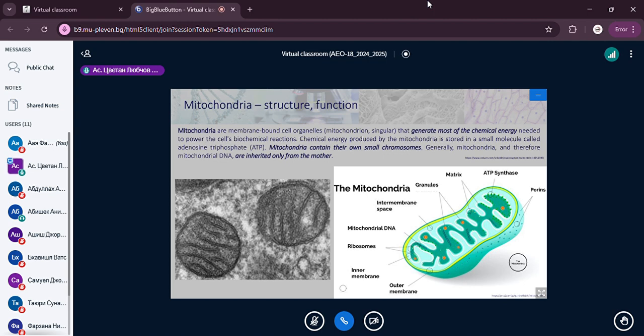The definition is that the cell can produce its own energy. It happens here. We're going to see that the mitochondria is a two-membrane organelle. This means it has an external and an internal membrane, guys, or outer and inner membrane, if you want to call it.